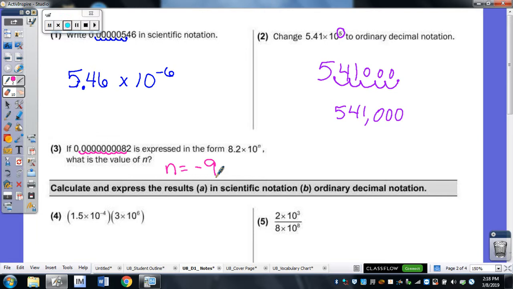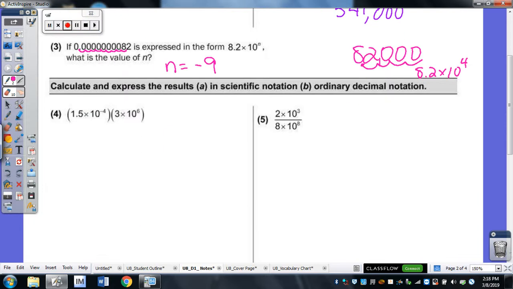So like, let's say I had 8,000, let's say that was my number. Not a large decimal. So this would be 8.2 times 10, and this would be a positive exponent. 1, 2, 3, 4. So when you've got the decimal and then all these zeros, that's your hint. It's going to be a negative.